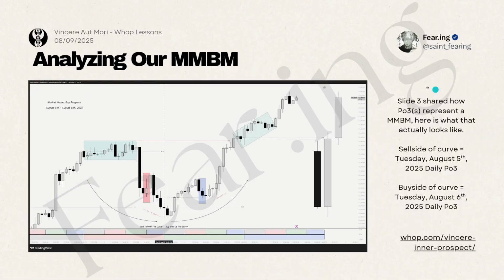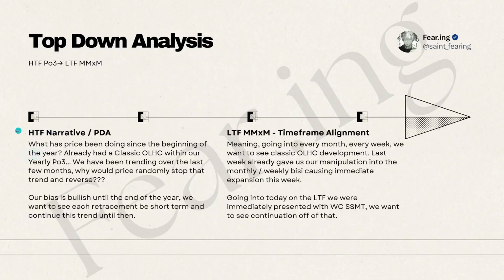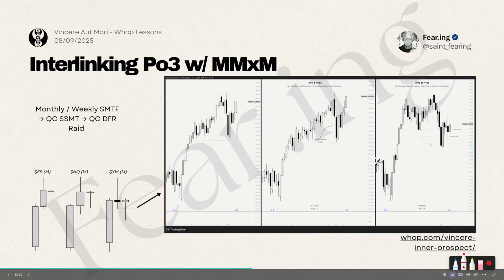So what did our market maker buy model look like? Well, this market maker buy model, again, was these two candles right here. This down close candle and this up close candle. That's our market maker buy model, represented within power threes, within daily power threes.